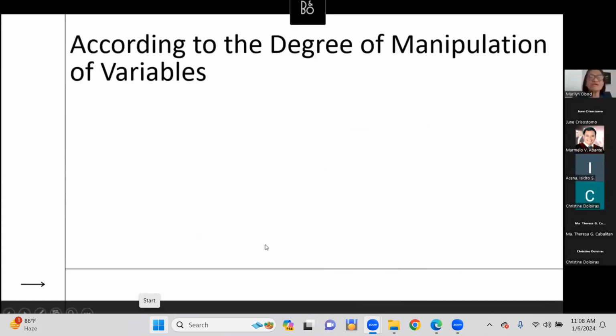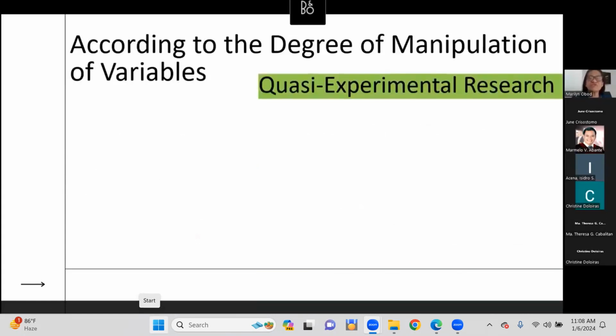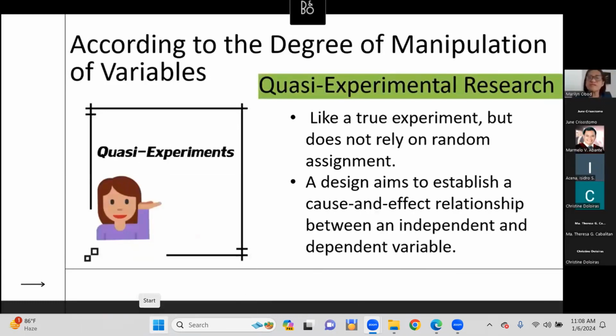Okay po. And then, according to the degree of manipulation, quasi-experimental. Okay. So quasi-experimental is just like a true experiment, but does not rely on random assignment. Or in layman's term, I always say to the teachers doing research that when you do experimental research, you have a control and experimental group, but you are not doing it in the laboratory, you are just doing it in your classroom, diba? Because it is something about your teaching style or teaching strategies, then that is quasi-experimental. Quasi means as if, okay? To establish cause and effect relationship between independent and dependent variable. But you will not do it in the laboratory.